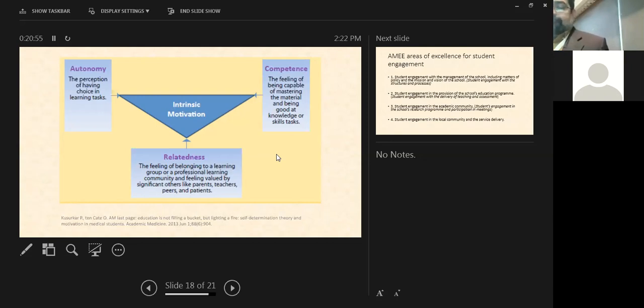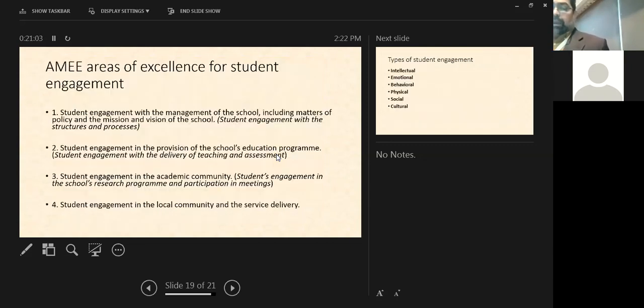Okay. And these things should be kept in mind when we're developing activities and scheduling. This is some of the areas that can actually foster engagement. Okay, this is the Association for Medical Education in Europe's areas of excellence for student engagement.